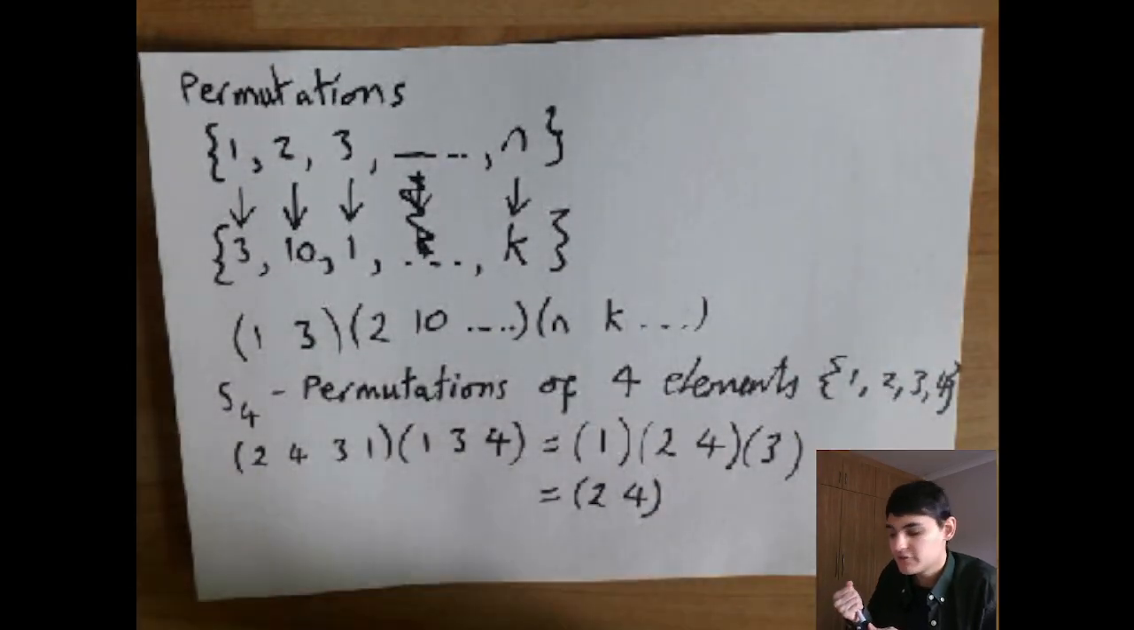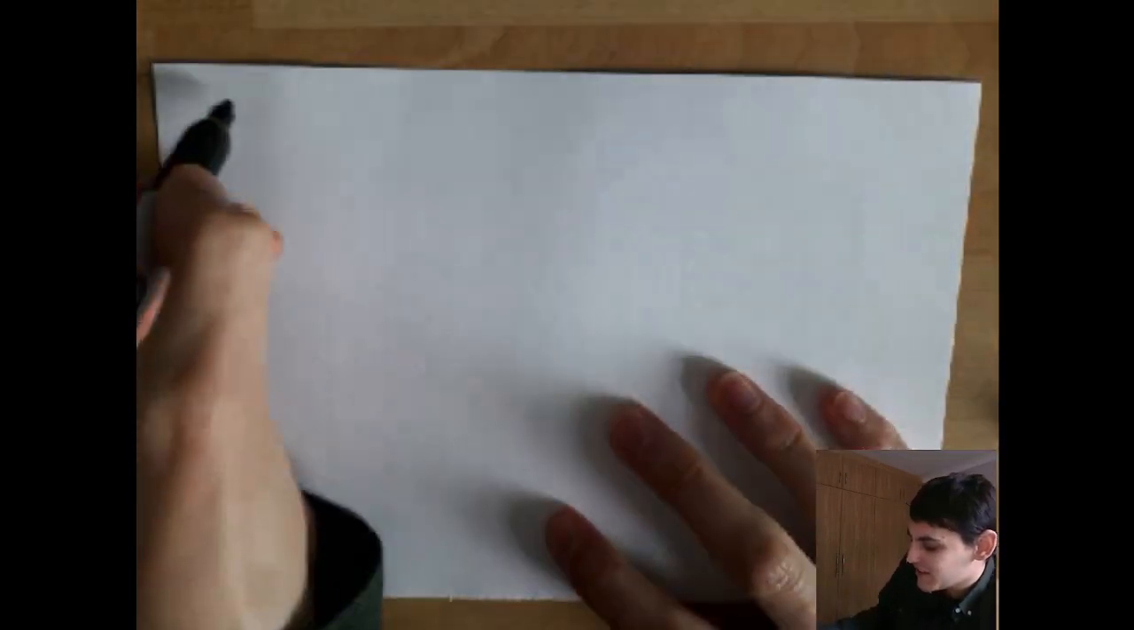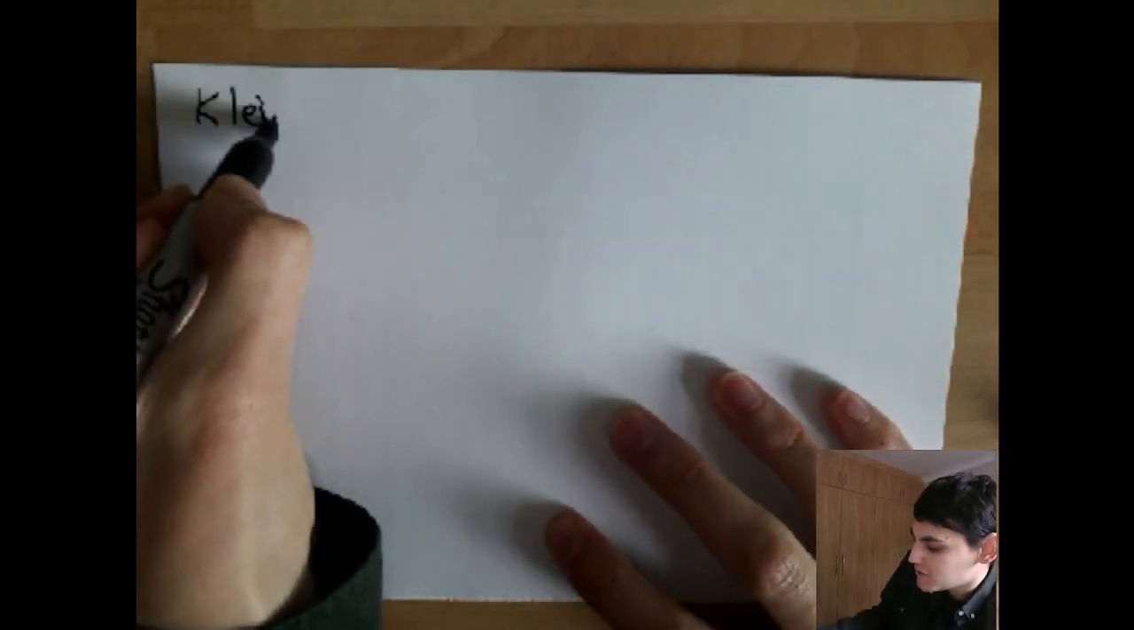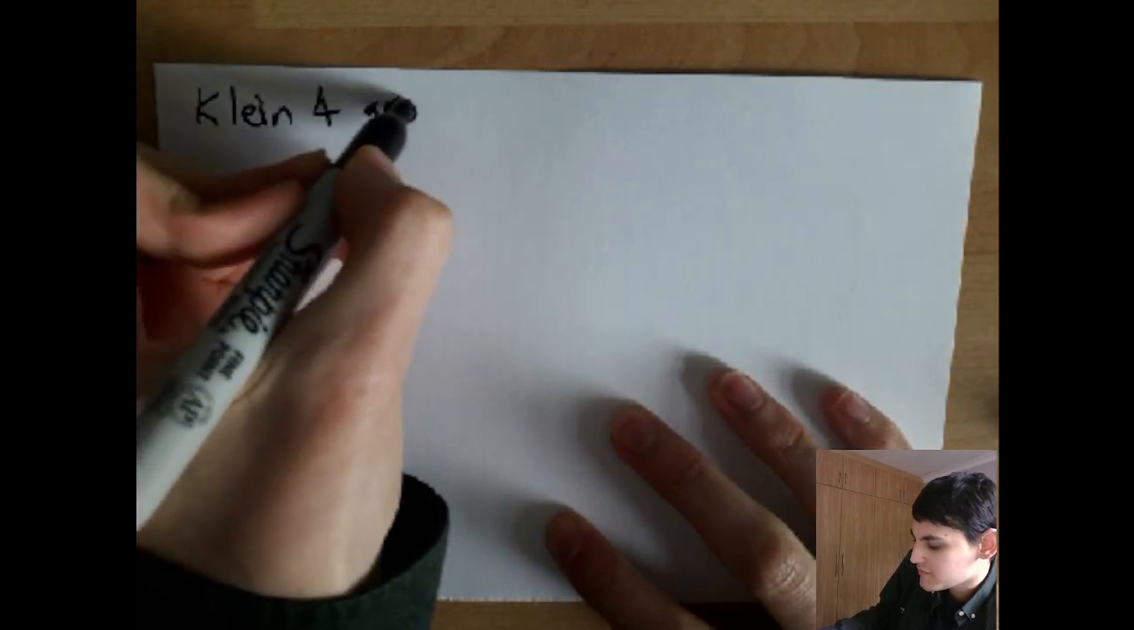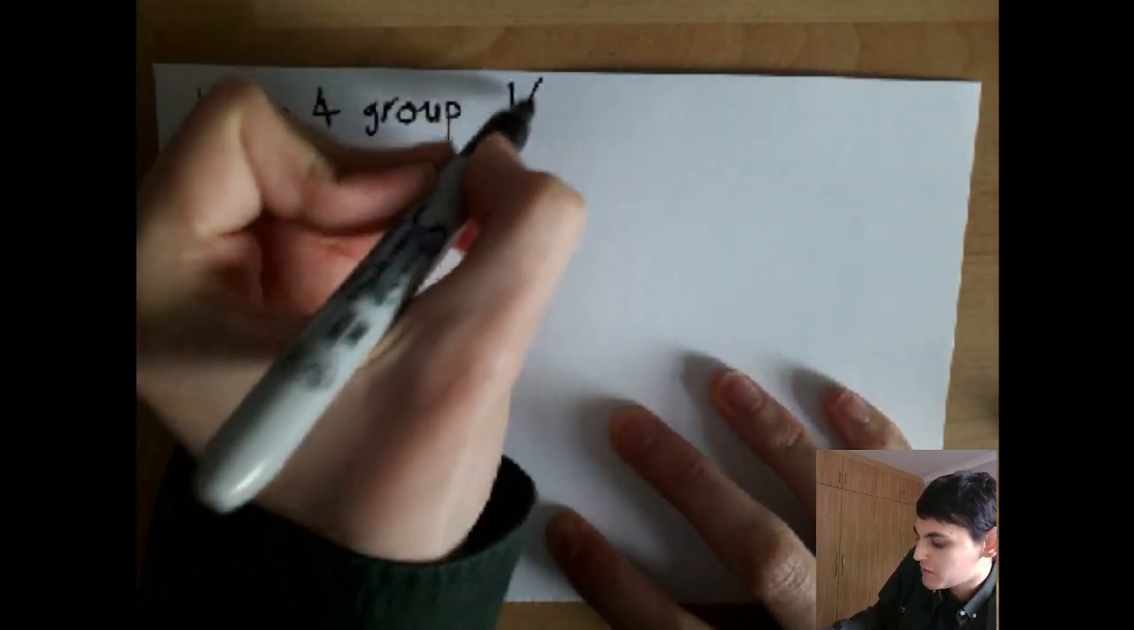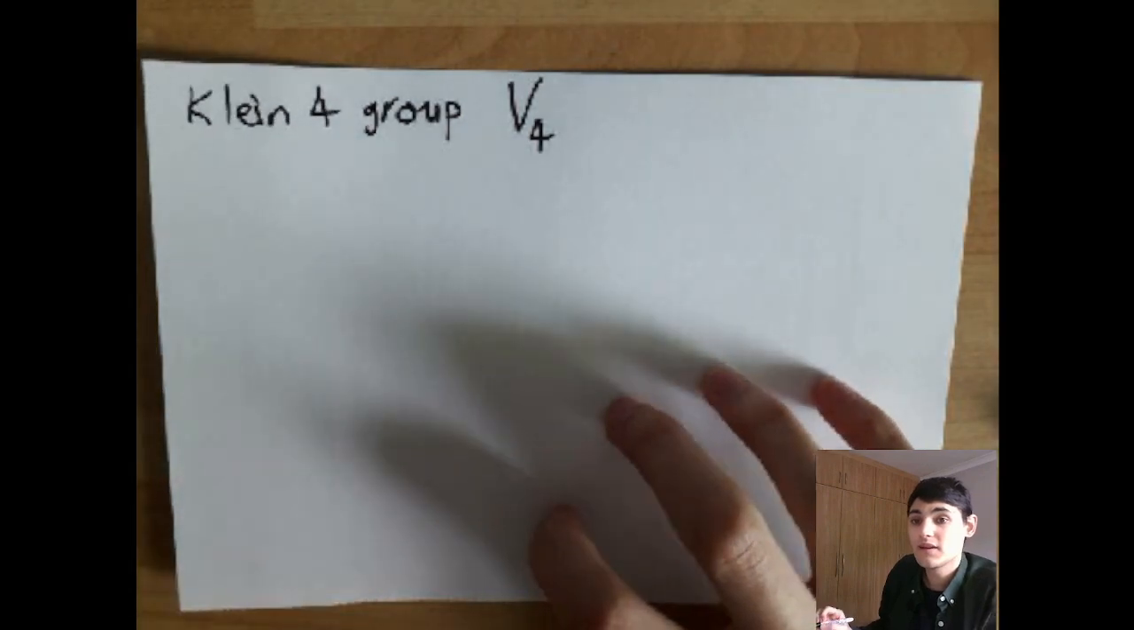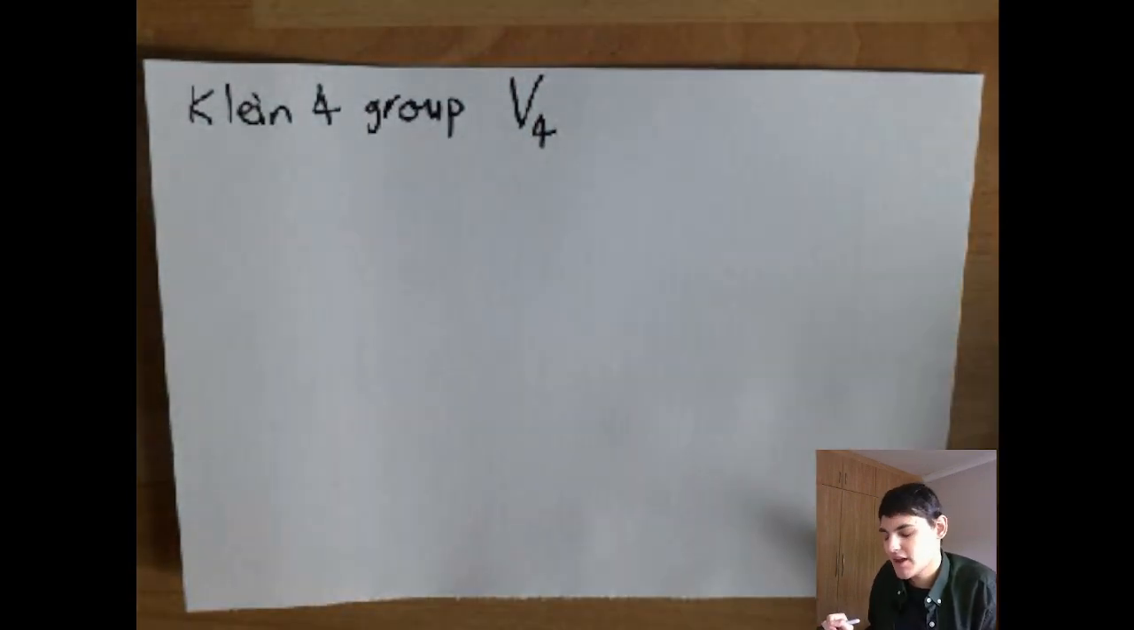Final group that I want to cover, and this isn't one that's actually going to come up later, but I want to cover it because it is my favorite group. Yes, I have a favorite group. Of course I do. This is the Klein 4 group, sometimes known as V4.